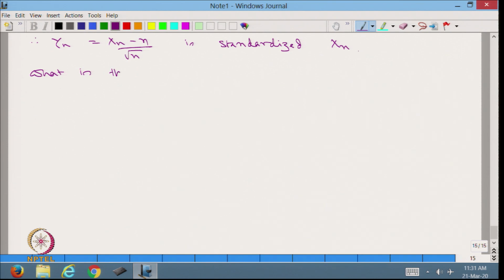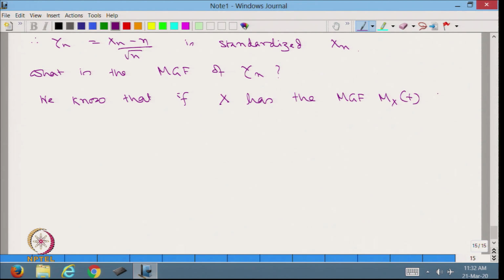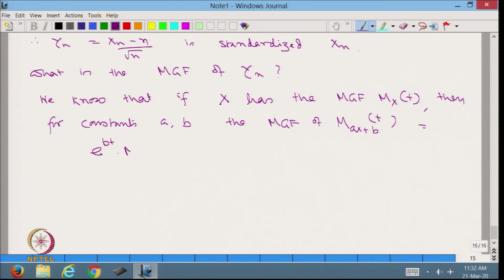What is the MGF of Y_n? We know that if X has the moment generating function M_X(t), then for constants a and b, the MGF of aX plus b at t is equal to e to the power bt into the MGF of X at the point at.